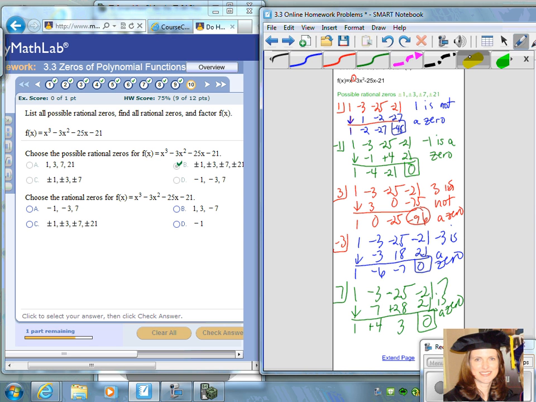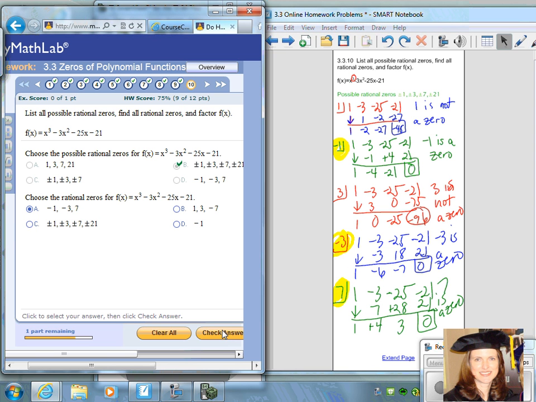Now, out of all of these, the ones that ended up with a remainder of 0 were the negative 1, the negative 3, and the positive 7. So that's going to be our choices. Choice A.